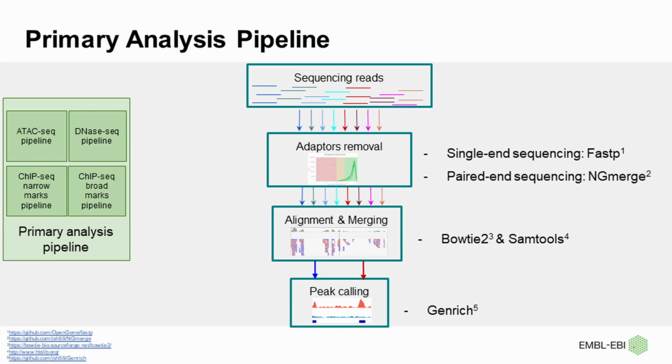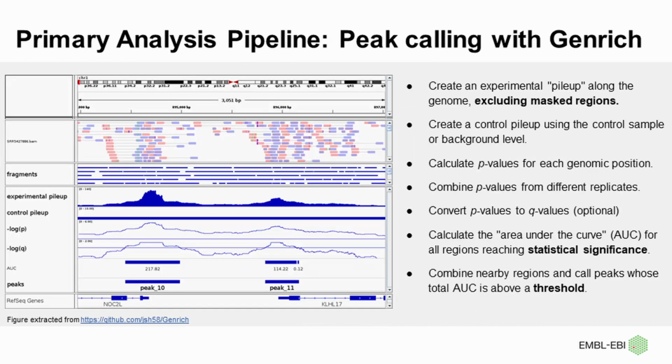After that, we perform peak calling using Genrich, combining all the information from the different biological replicates. As you can notice, we use Genrich. This is a relatively new peak caller. We are using it because for us it provides several advantages. One of them is that it provides different parameters that we can adapt for our different pipelines. In our primary analysis pipeline, we can adapt it for ATAC-seq, ChIP-seq, and DNase-seq.